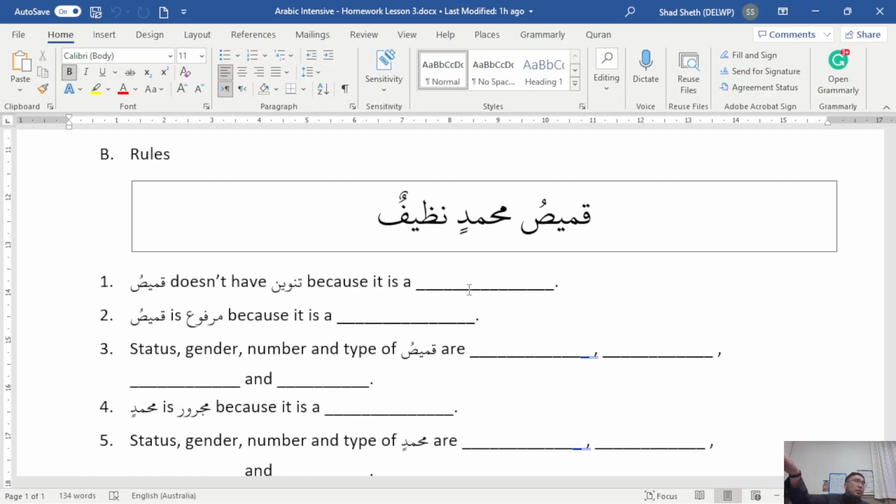So first, what's the translation? Anyone want to try the translation of that Arabic? It's clean. So the first one, komisu. It doesn't have tanwin because it is a mudaf, right? That one is easy. I think everyone got it right. Number 2, komisu is marfu because it is a mubtada. I think some people answered it as a mudaf. She mentioned a lot of times mudaf doesn't give status, right? She always asks that. So make sure.